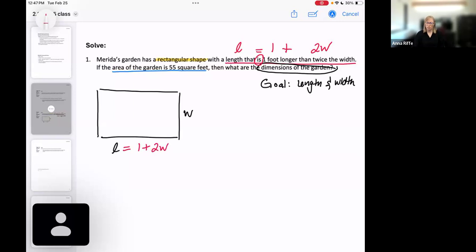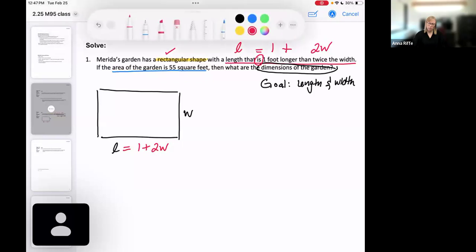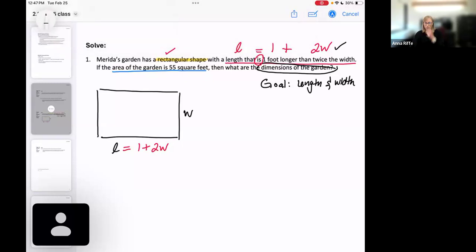Okay. So we made use of the fact that this is rectangular. We drew ourselves a picture. We made use of that sentence that tells us the relationship between the length and the width. Let's make use of this next piece of information. We are told that the area of the garden is 55 square feet. The area of a rectangle is length times width. And I gave you several helpful equations to know about areas of certain figures. The area of a rectangle is probably the simplest.